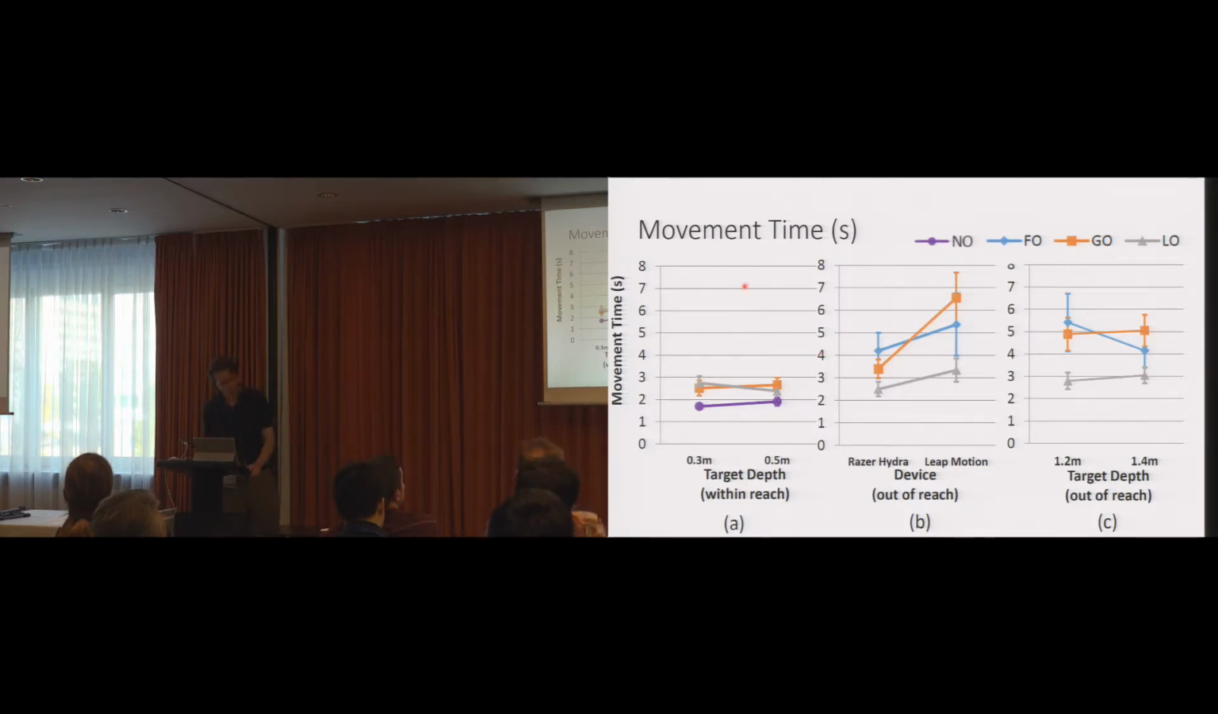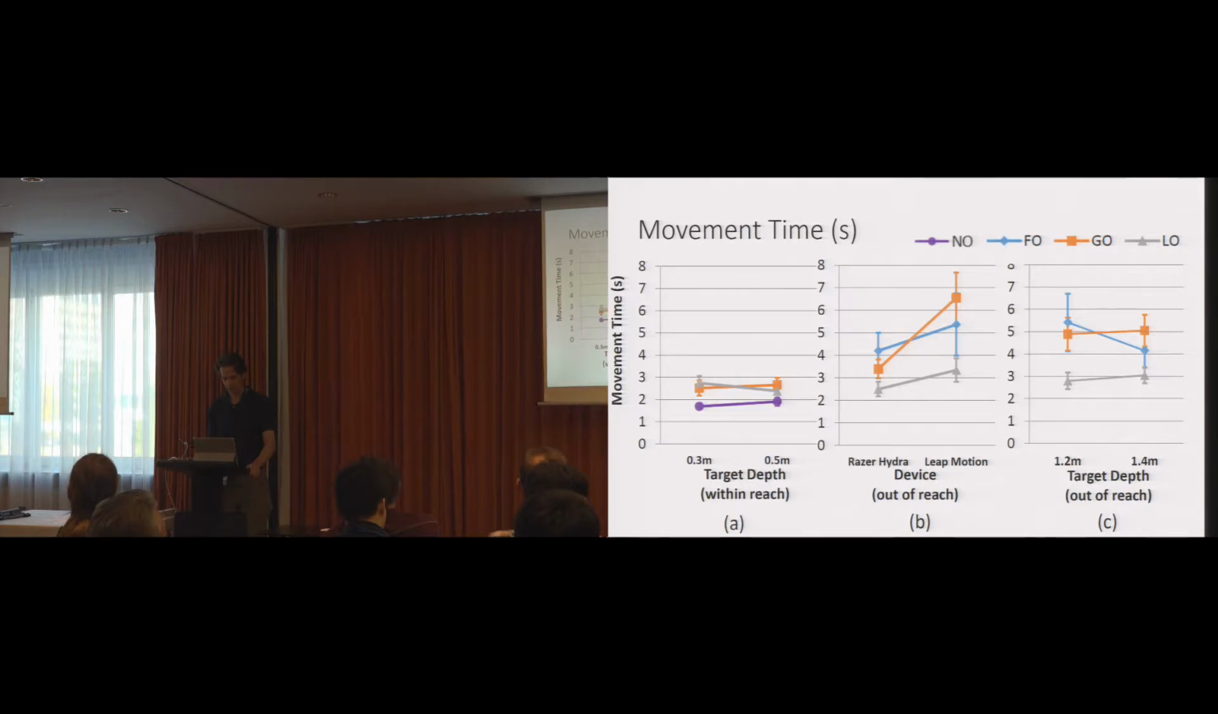So movement time. I'll split these out into the within reach pairs and the out of reach pairs. For the within reach pairs, the offset technique was significant. Selecting with no offset was significantly faster than the other 2. On average it was about 1.8 seconds versus about 2.6. And then the device was also significant. In general, the Hydra had about 2 seconds, and the Leap Motion was about 2.6.